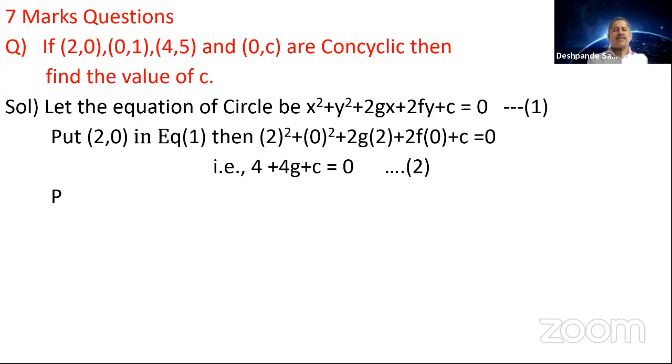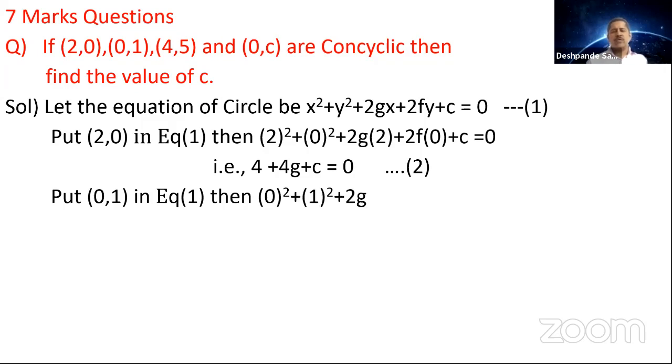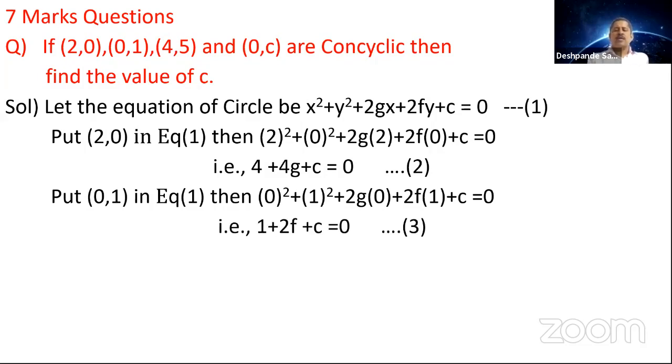Again, take the second point. The second point is (0, 1). So in place of x, you put 0. In place of y, you put 1. 0 square plus 1 square plus 2g into 0 plus 2f into 1 plus c is equal to 0. So you see that 0 square is 0 and 1 square is 1. So you get the equation as 1 plus 2f plus c is equal to 0. So you got 2 equations.